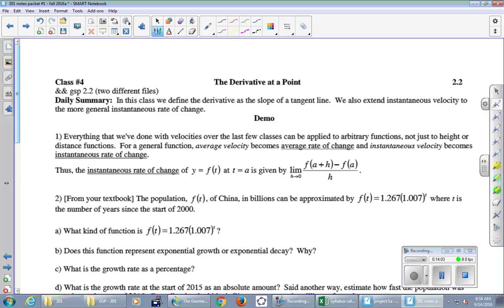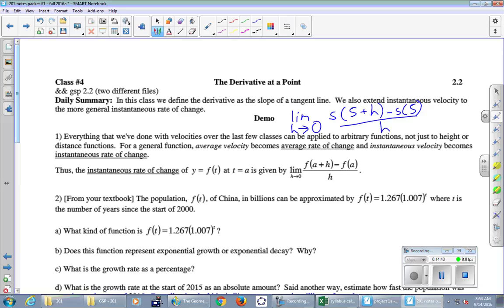Number 1, everything we've done with velocities over the last few classes can be applied to arbitrary functions, not just to height or distance functions. For a general function, the average velocity becomes average rate of change, and instantaneous velocity becomes instantaneous rate of change. So I'm just going to rewrite the thing that I had written on the previous page. It was this divided by, and then canceling those 5s, we just get an h downstairs. And we said that the way to take that varying point and shove it right on top of the fixed point was to send h to 0. So that's our instantaneous velocity at 5.